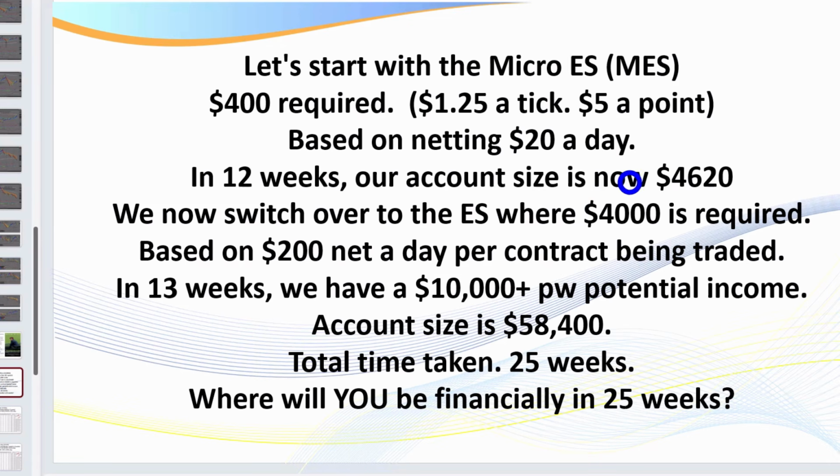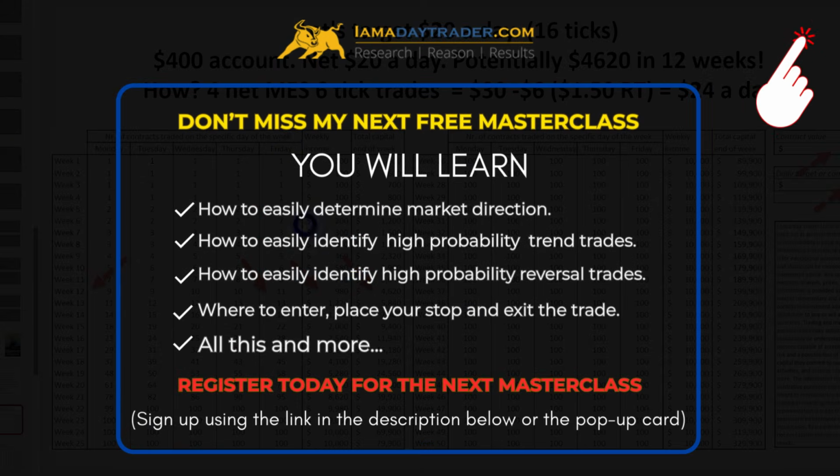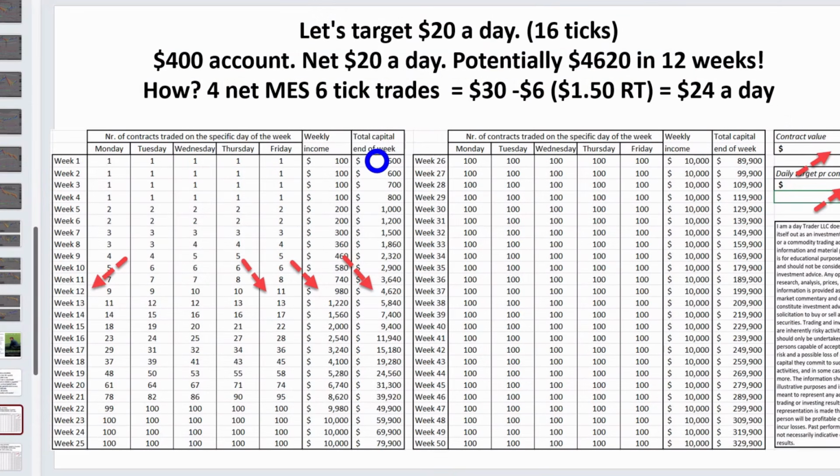Okay, and if you start on the micro and go for $20 a day, so 400, within 12 weeks you've now got the 4,000. You can roll over and trade the big contract. And by the way, you can go down below and click and download this version, and I've got a little training video on how to use this spreadsheet. But how it actually works, you only start trading a second contract each time you get another 400 in your account. So you're using the market's money.